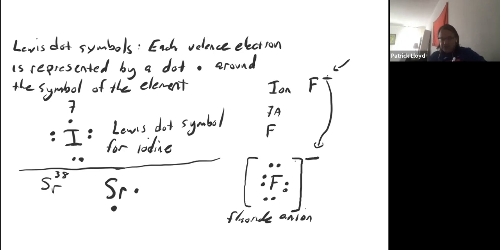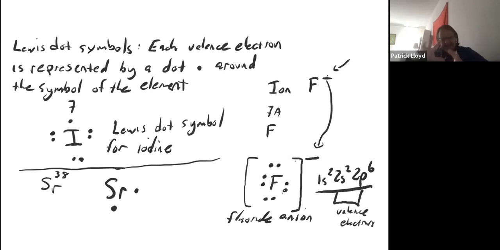Now the electron configuration would be 1s2, 2s2, 2p6, right? That's the electron configuration. But we're only concerned with the valence electrons. So we're just concerned with these 8. These are the valence electrons. So 1, 2, 3, 4, 5, 6, 7, 8, right? There's that 8, that octet rule. We're going to talk about that. The octet rule turns out is very important in terms of the stability of atoms, ions, and molecules and everything like that, okay? So far, we're just talking about ionic bonding.